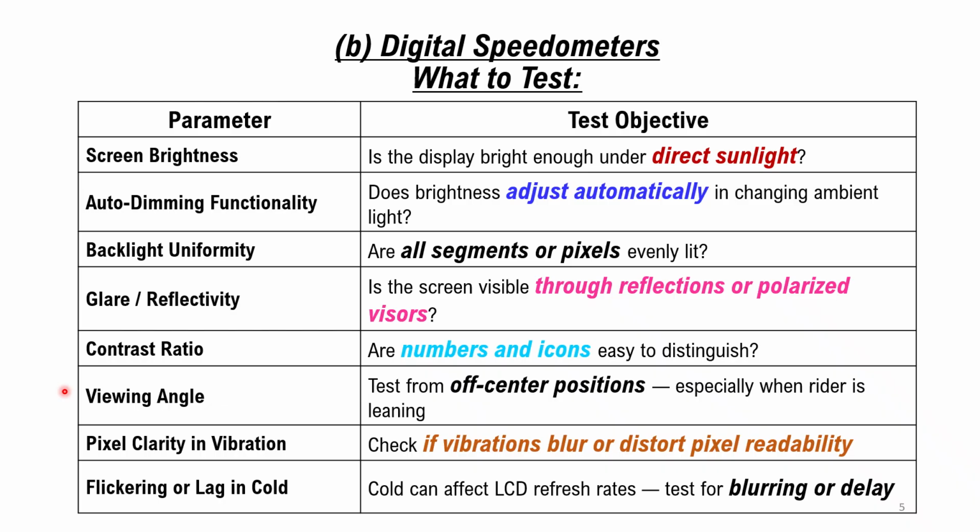Viewing angle, test from off-center position, especially when the rider is leaning. Pixel clarity in vibration, that is, check if vibrations blur or distort pixel readability. Flickering or lag in cold. Cold can affect LCD refresh rates. Test for blurring or delay.